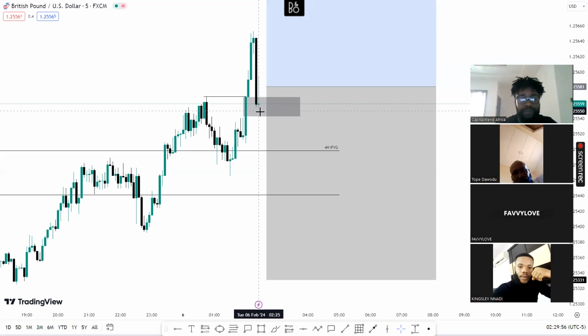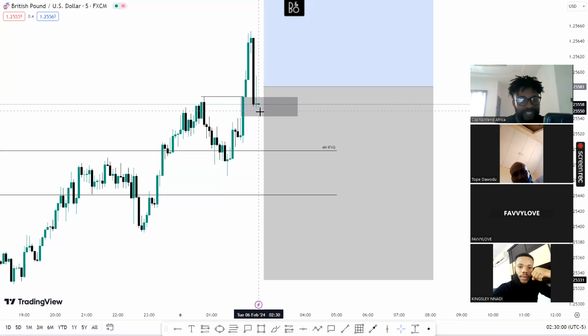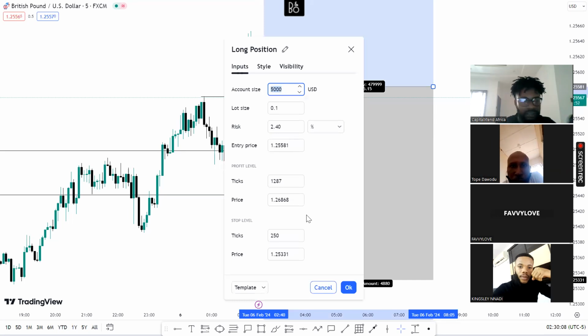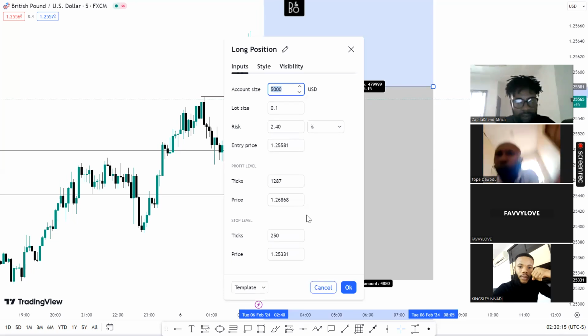Well, you won't know a good trade until you take one. So I need to update my stop loss. 1.25331. Modify.